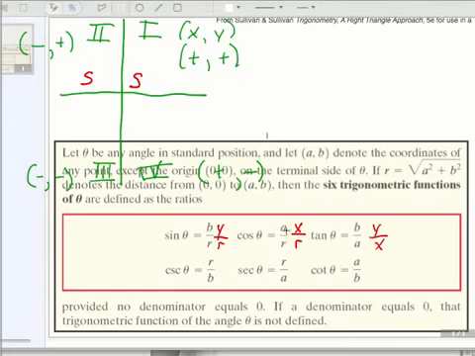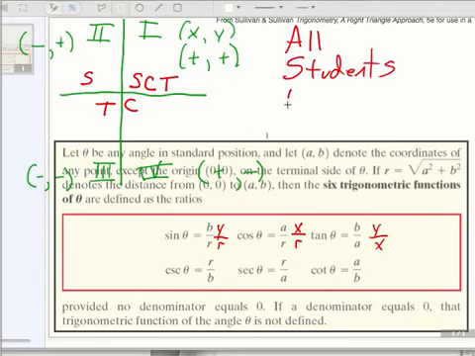Cosine is going to be positive where the x is positive. So cosine is going to be positive in the first quadrant and the fourth quadrant. Tangent is going to be positive anywhere that x and y have the same sign. So if x and y are both positive, then the tangent would be positive. If x and y are both negative, then tangent would also be positive, because a negative divided by a negative is a positive.